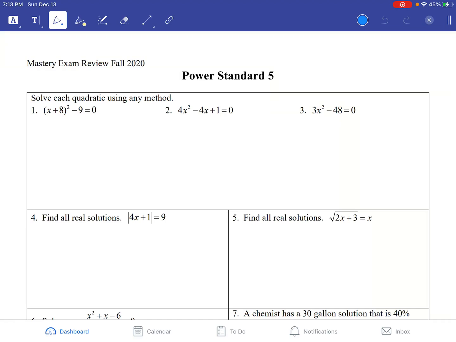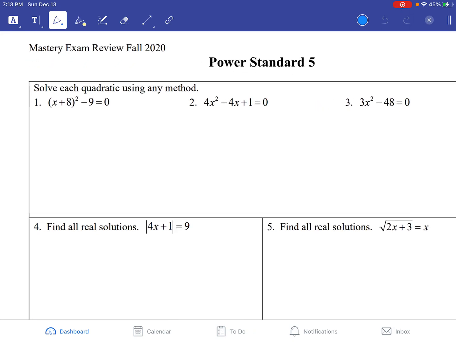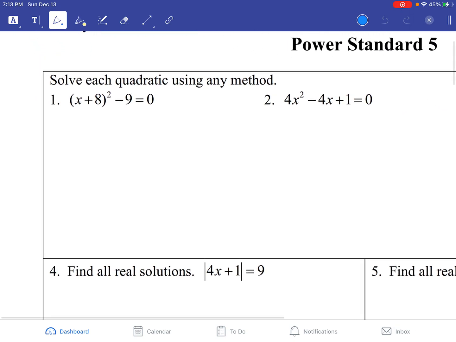So this is the review for Power Standard 5 for college algebra. I was going to do a lot of solving in this Power Standard. All right, first thing we have come up is solving quadratic equations.